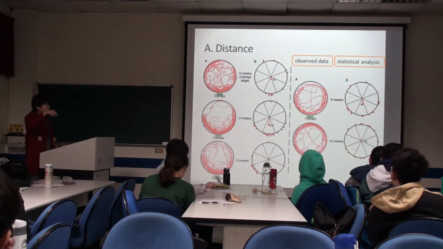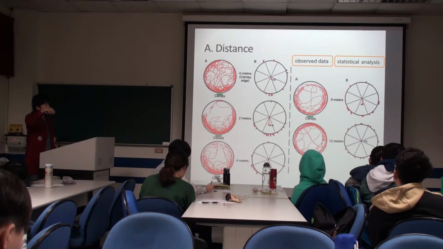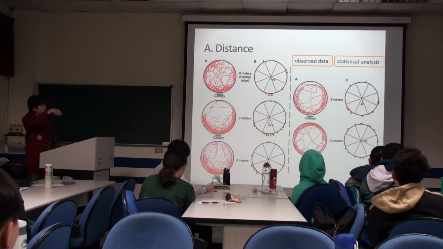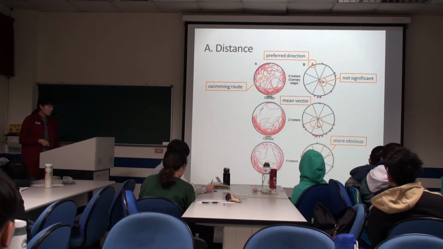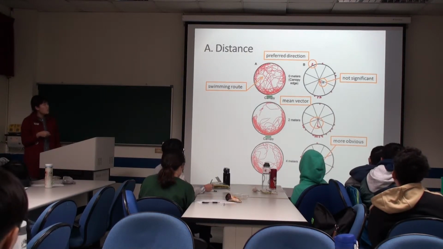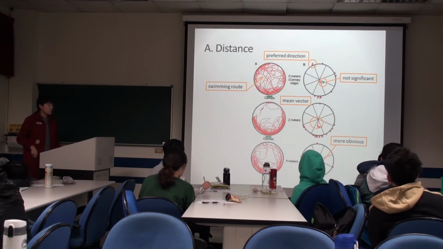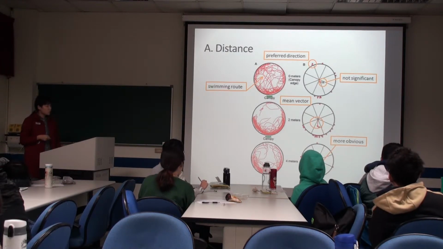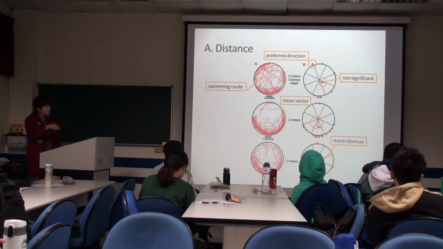You can see column A is the observed data, and column B is the statistical analysis at different distances. The red lines are the swimming route of each medusa, and the red dots mark the preferred direction. The red arrow indicates the mean vector of preferred swimming direction. A longer arrow indicates a more uniform swimming direction. You can see here is shorter, here is longer. 2 stars means the direction is more obvious, and NS means it's not significant.